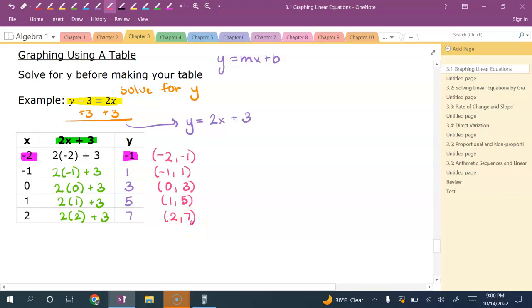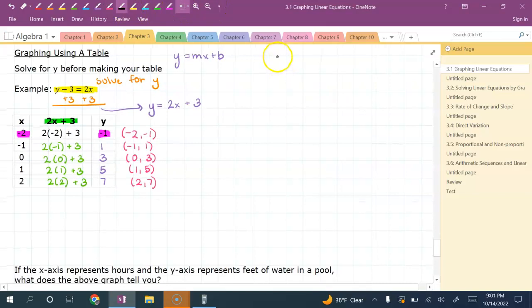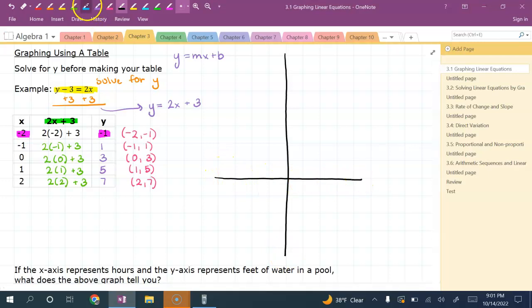The last thing now is you're going to take those points and you're going to graph them. So left 2, down 1 for negative 2, negative 1. Then we go negative 1, positive 1, 0, 3, 1, 5, 2, 7. And you should see how they're forming that nice straight line.